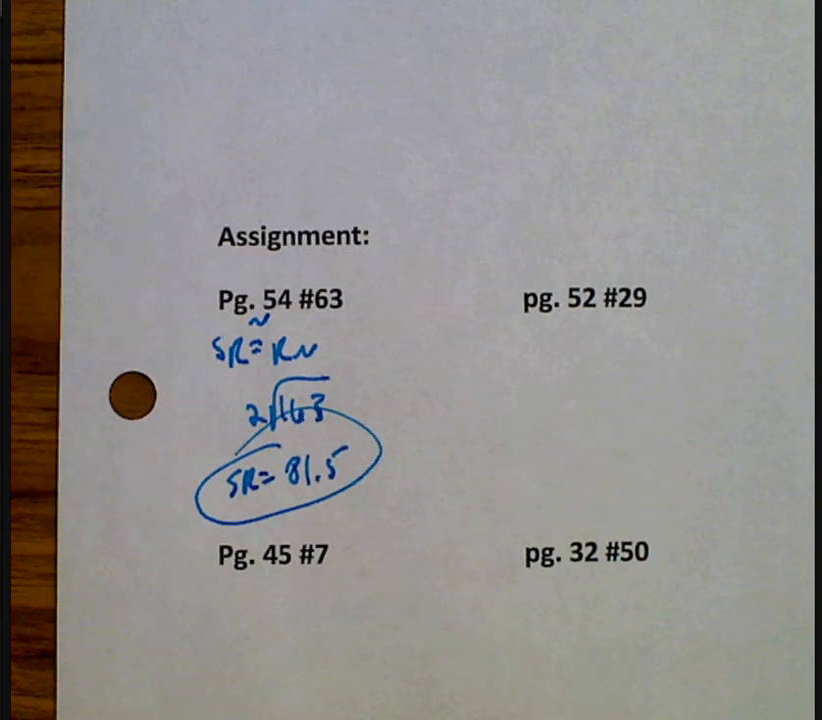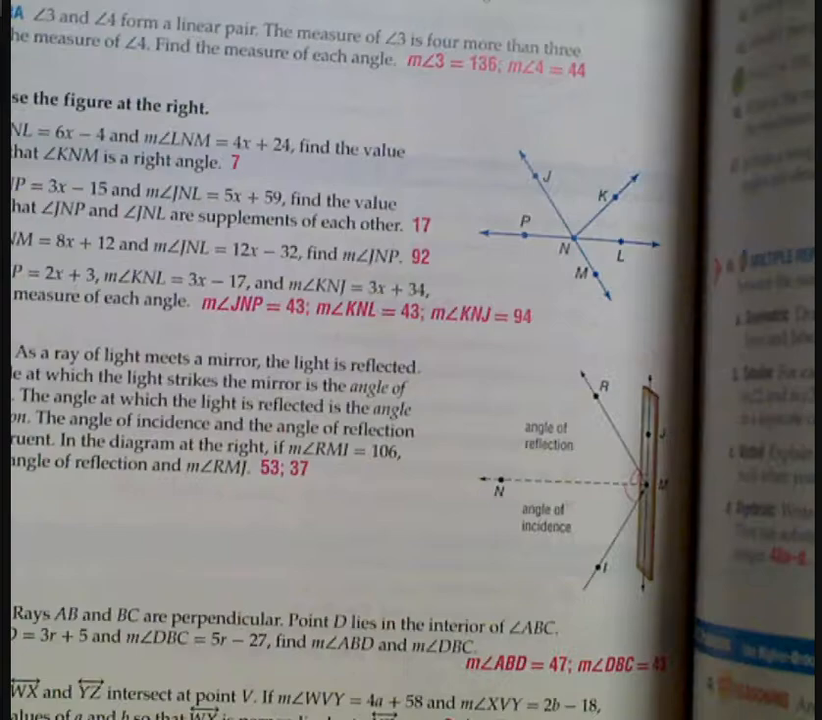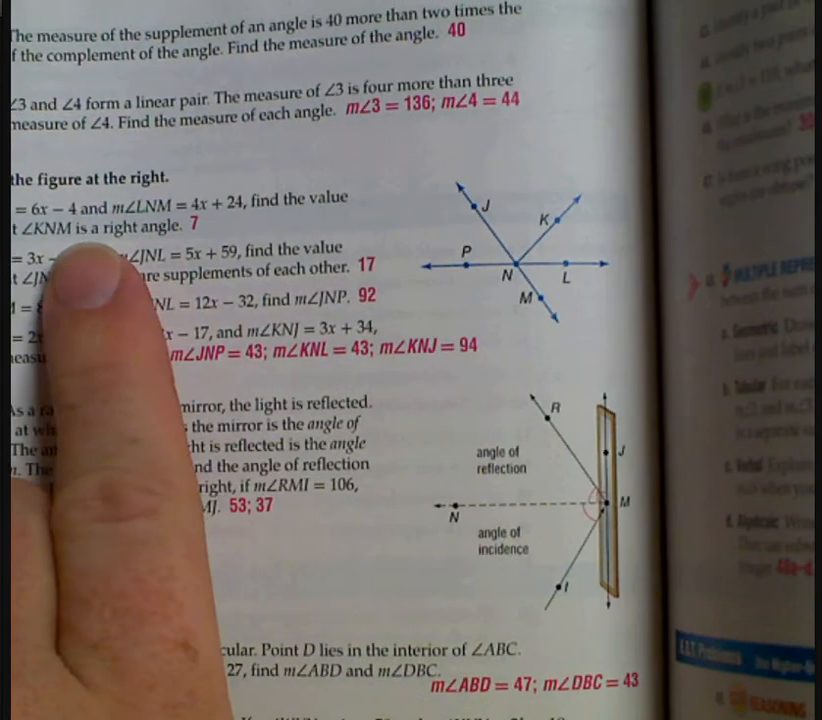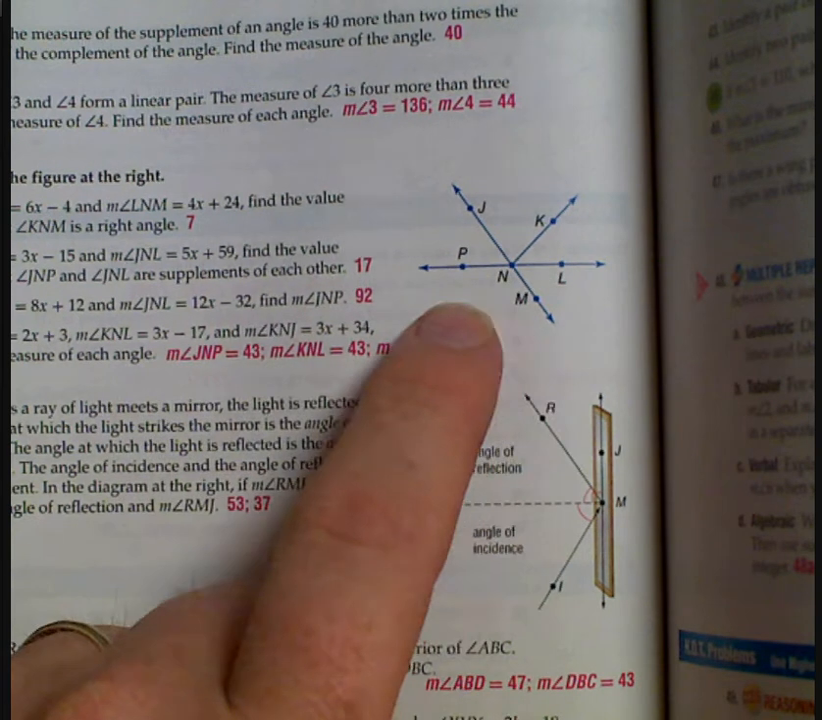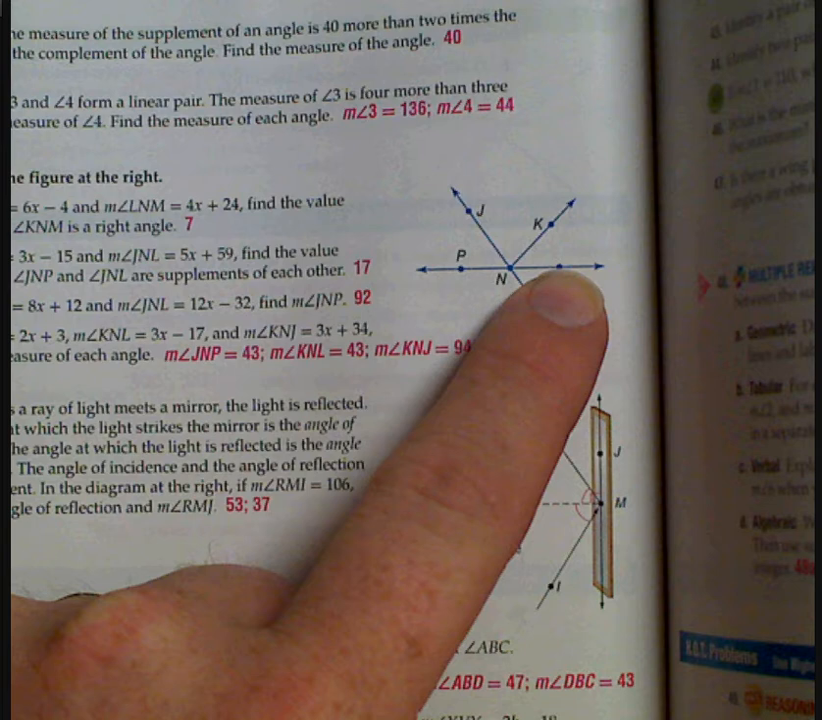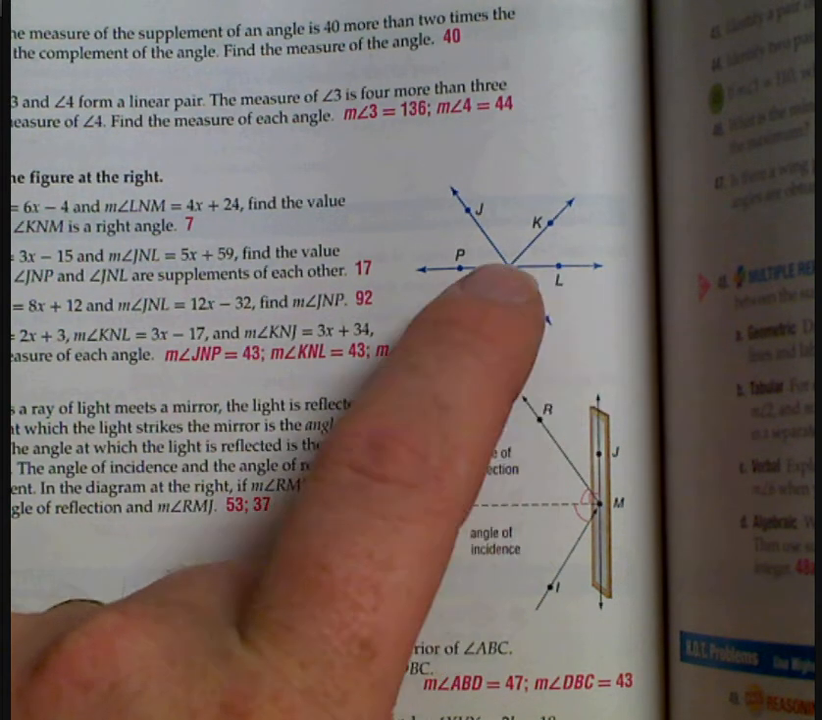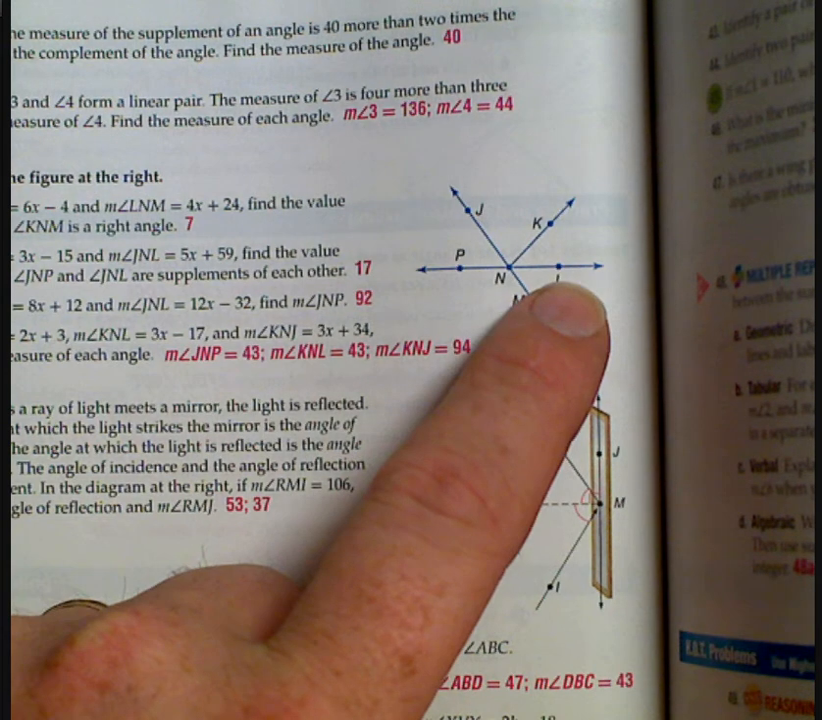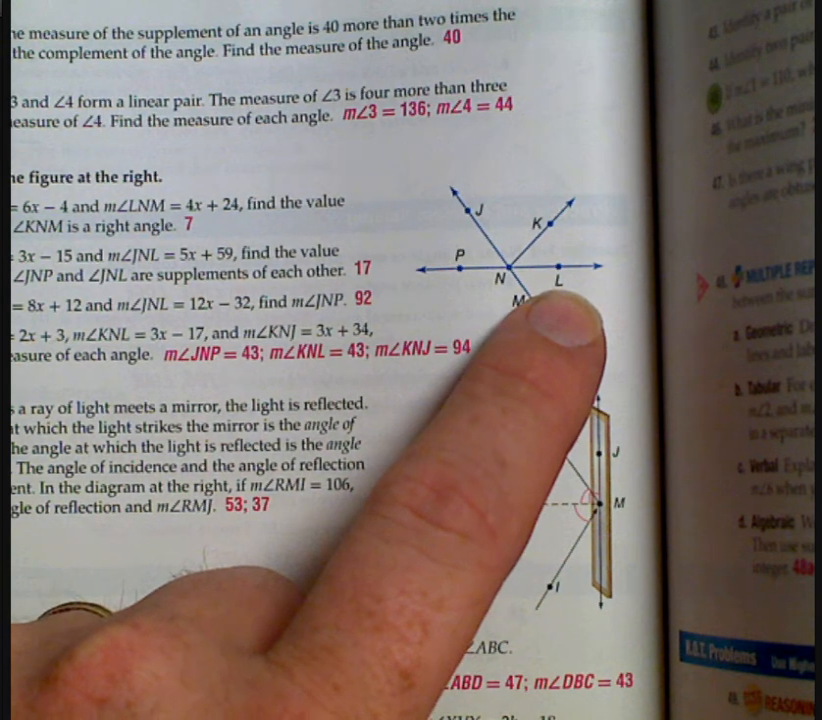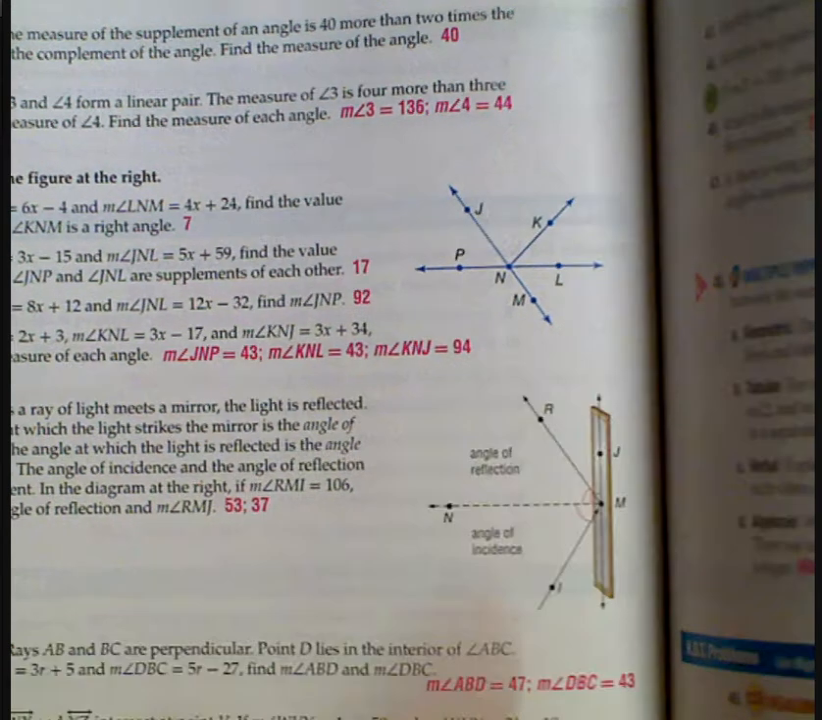Page 52, number 29. Okay, so it states KNL and LNM, so these two are what they give me. Find the value of x so that KNM is a right angle.